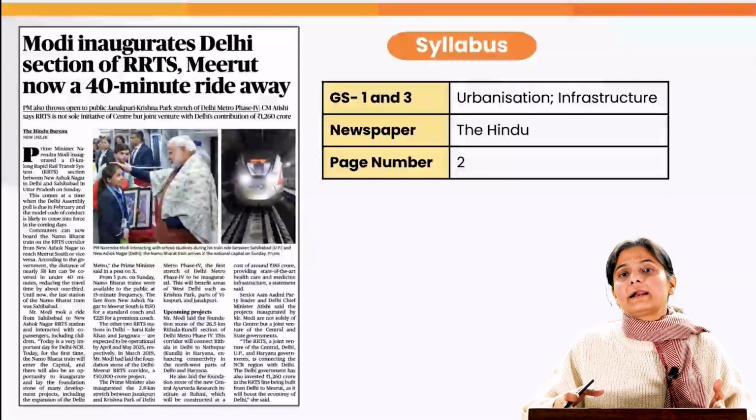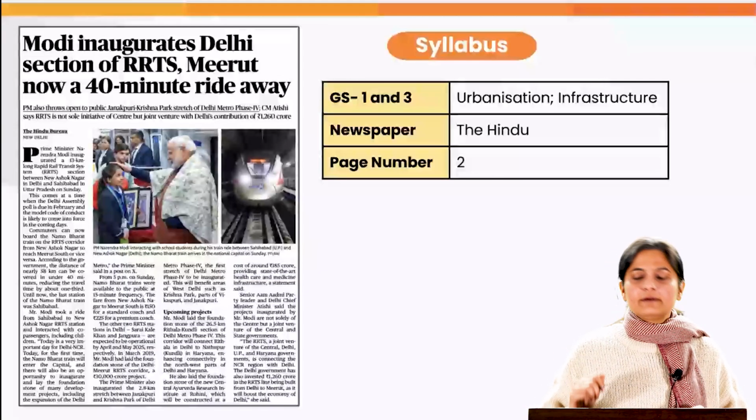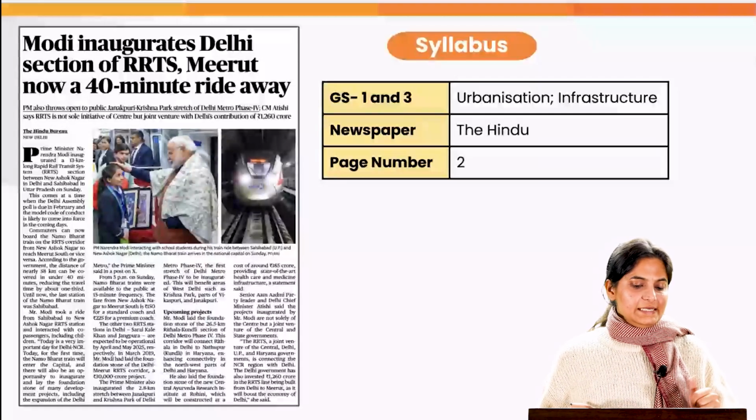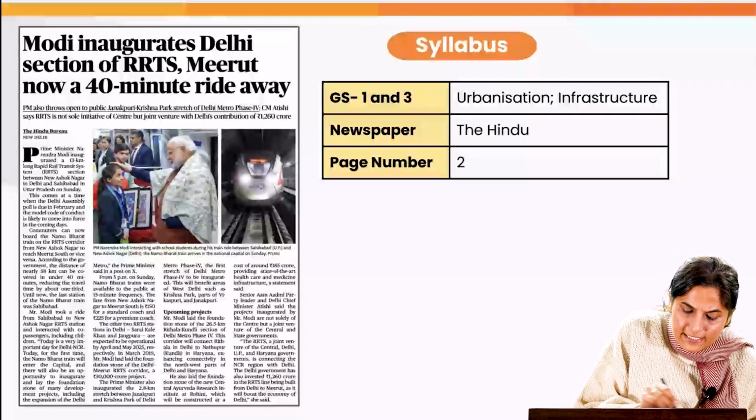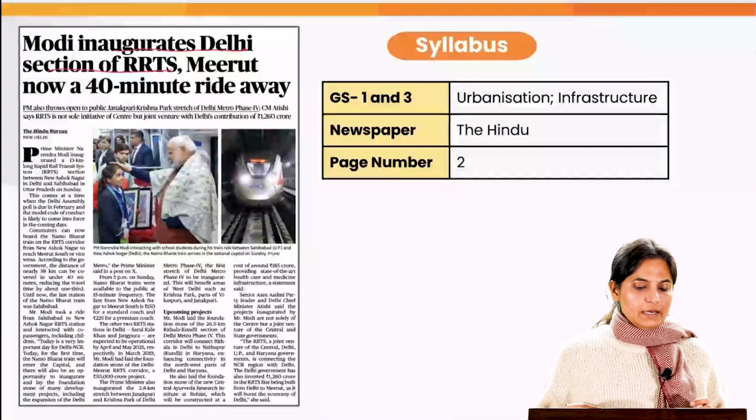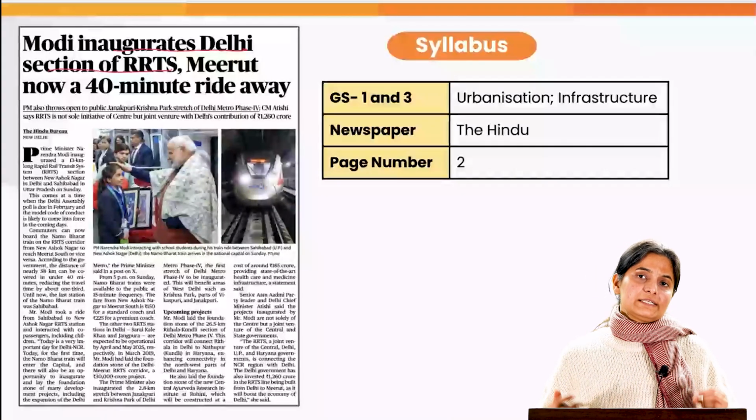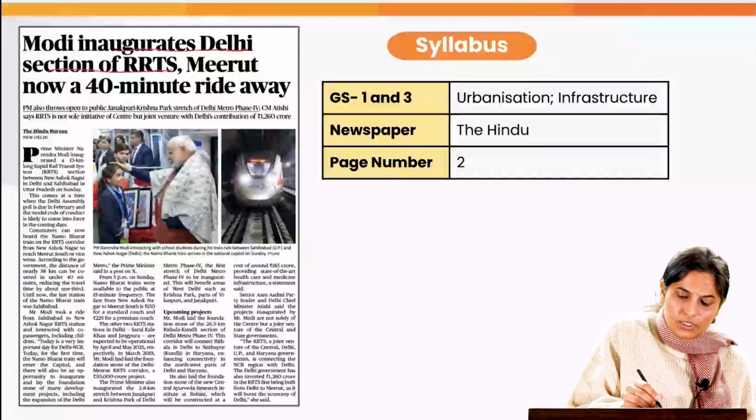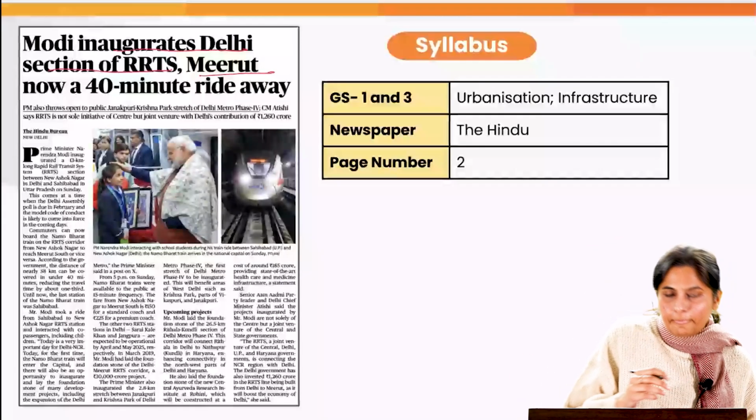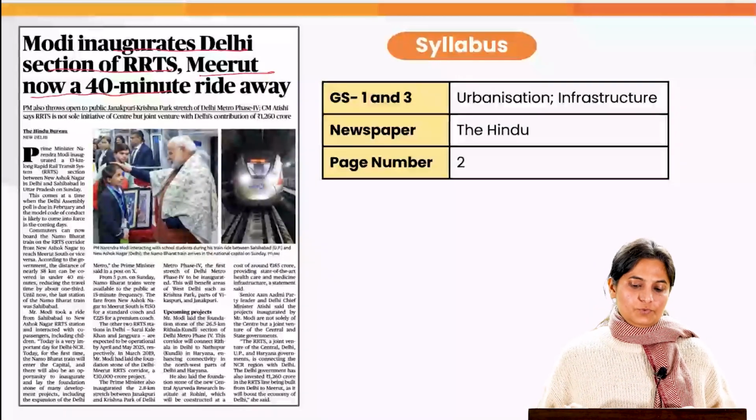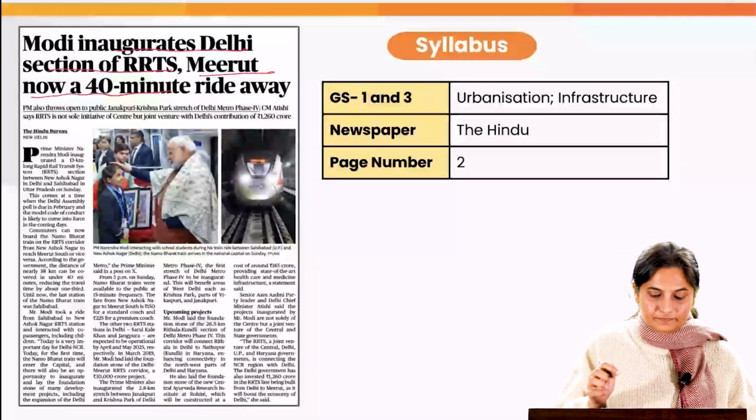Now we'll move on and read about RRTS, the Rapid Rail Transit System, what it is and why it has recently been in the news. Recently we saw the Prime Minister inaugurate the Delhi section of RRTS. This is probably the first RRTS that we have been witnessing in India. There are a few others planned in the upcoming future, but this is the first. And now Meerut is only 40 minutes away from Delhi. So let's read more about it.